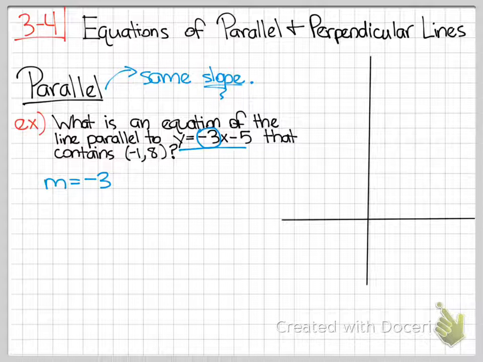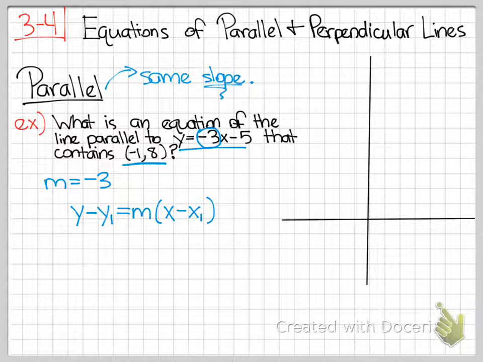So now what I can do is I can use point slope form, which is y minus y1 equals m times x minus x1, to find the equation of my new line, my line that is parallel to y equals negative 3x minus 5. So we're given the point negative 1, 8. So now we're just going to plug that in. y minus our y from our point is 8 equals the slope, which is negative 3, times x minus a negative 1, so plus 1. And now this would be the equation of the parallel line in point slope form.